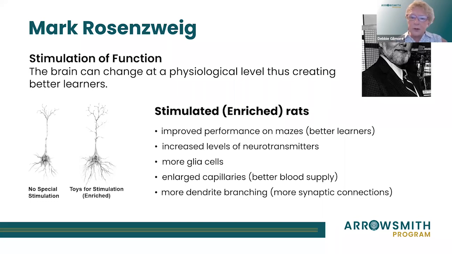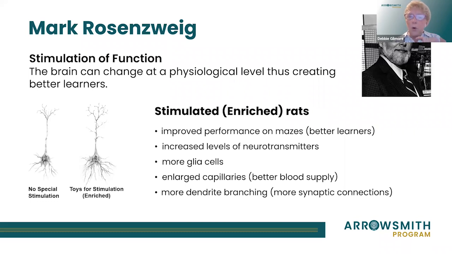So his research with animals found that the brain, which was originally believed to be rigid and fixed. And in fact, when I did my teacher training way back when, in the 70s, I was taught that the brain is rigid and fixed. So Rosenzweig actually found that it was pliable, that it was elastic, that it was neuroplastic.